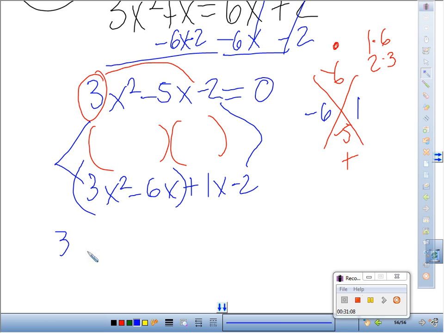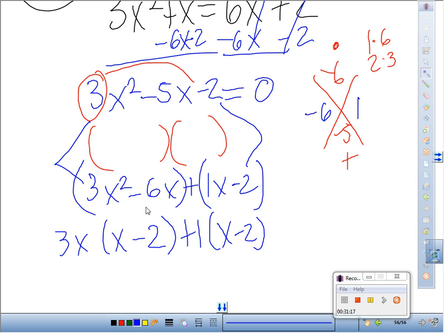GCF for these two is 3x. We're left with x minus 2. GCF for these is 1, and we're left with x minus 2. X minus 2, 3x plus 1. Do we know what to do from there? Yeah, set each one equal to 0, solve, and graph.